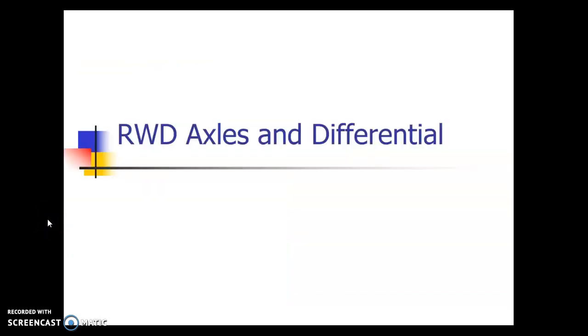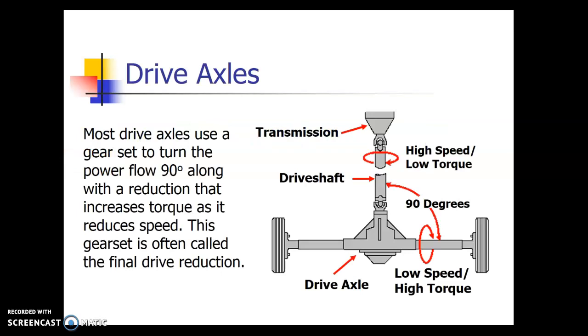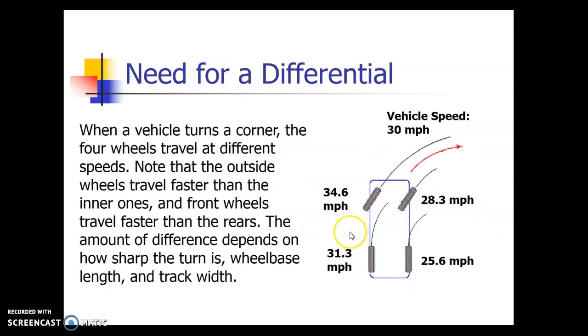So, rear wheel drive axles and differential. Now as we come through that drive shaft, we have to split that power flow 90 degrees. What's going to accommodate this is this rear differential unit right here. It also gives us a gear reduction, which is going to increase torque as it reduces speed. So that drive shaft's coming down, it hits that differential, it's going to increase torque and reduce speed through gear reduction, and then it goes out to the drive wheels here, left and right. We'll talk about how power gets to those drive wheels in a few slides.